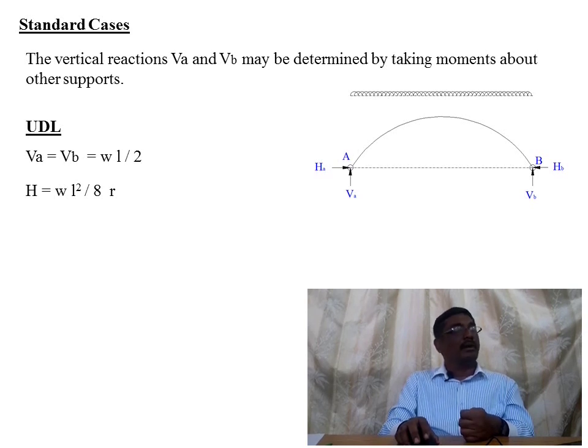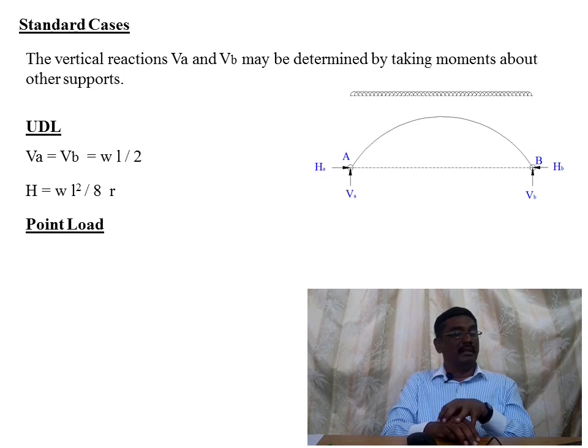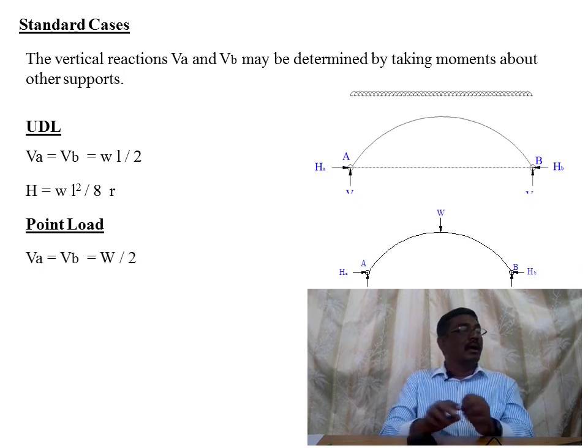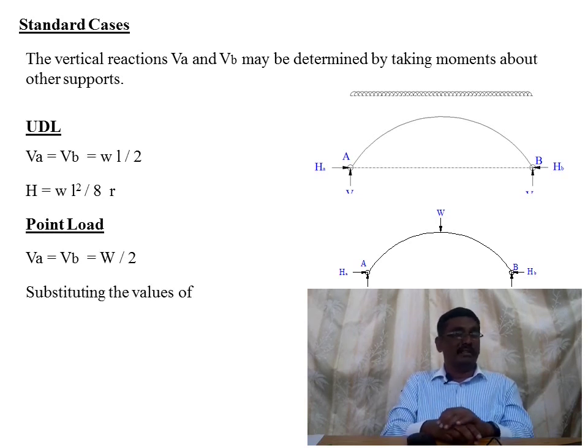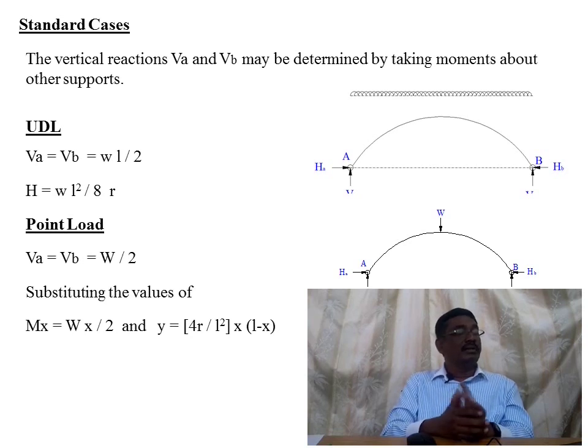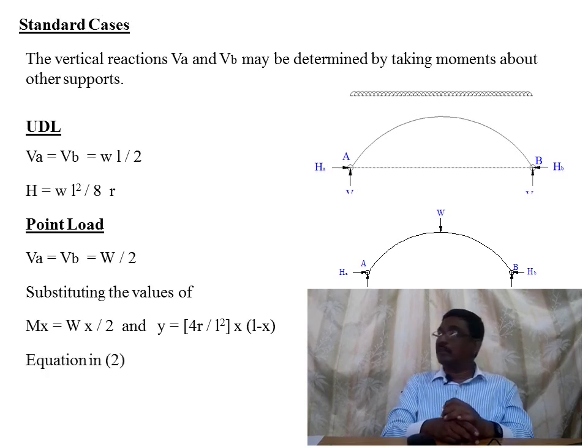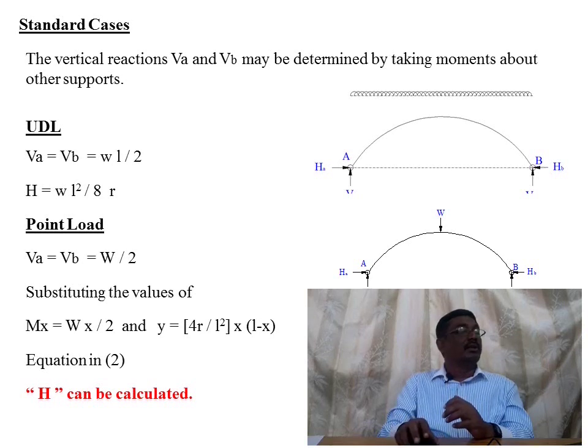Suppose it is a point load. Let us consider the point load is applied at the center of the midspan of the arch. Here also the total load divided by 2 will be W by 2, and that will be equal to VA and VB. Taking any section and finding the moment at that section will give Wx by 2. Using the equation of the parabola, y is equal to 4 R by L square into x into L minus x, and substituting these values in the earlier equation we derived for horizontal thrust, we can find the value of H.